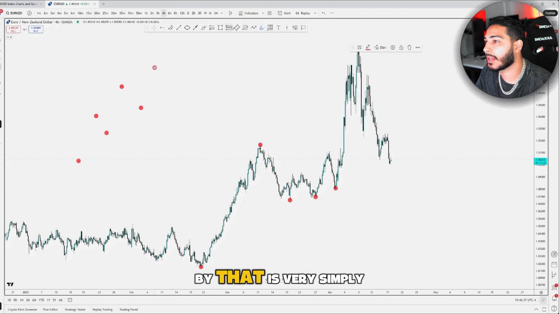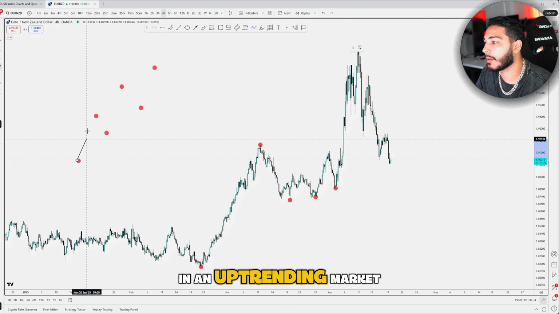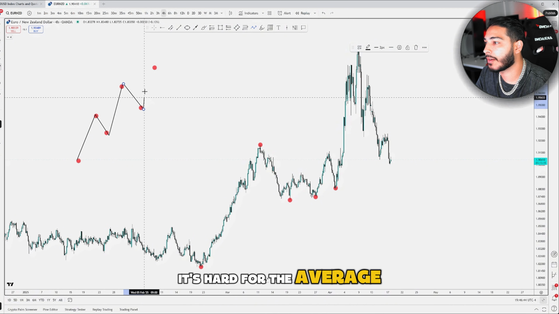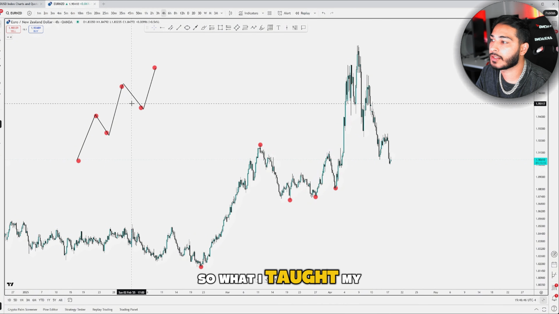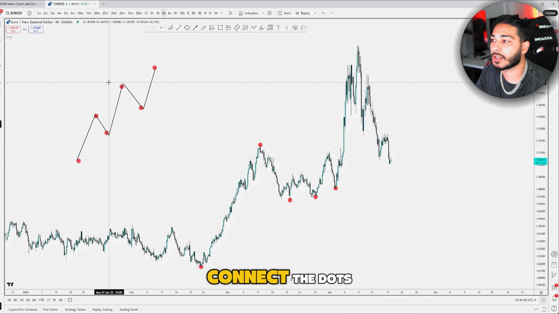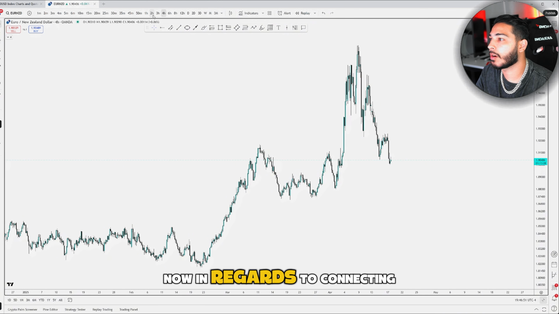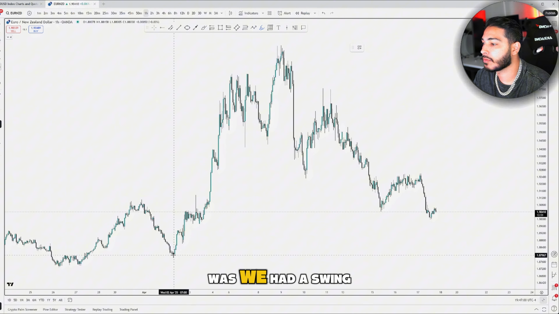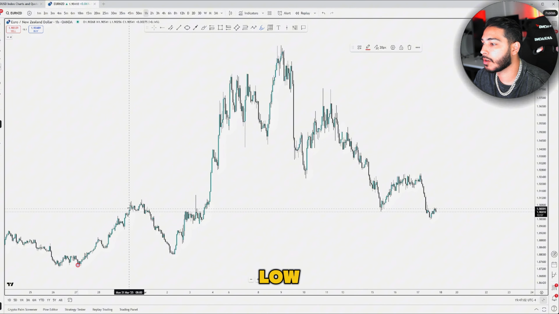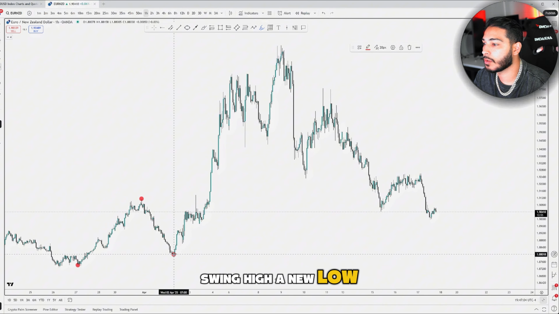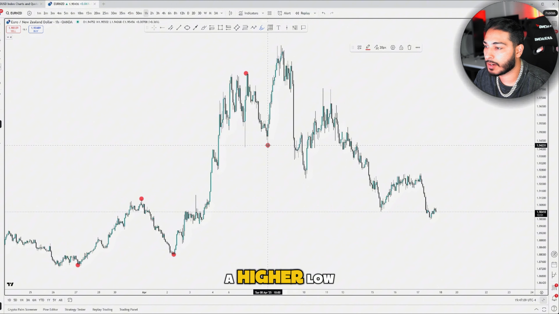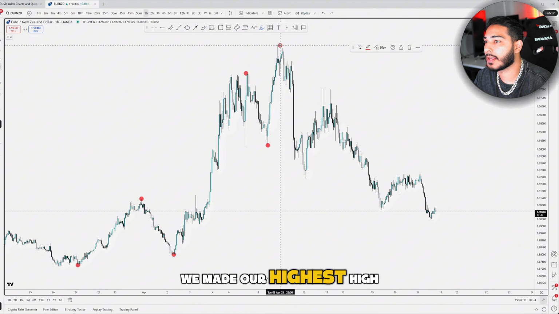What I mean by that is, very simply put, in an uptrending market, the market's going to look like this. Sometimes it's hard for the average person to see this with their eyes, so what I taught my traders is how to connect the dots. For the sake of time, what I saw when I was trading this market in terms of structure was we had a swing low, swing high, a new low, price rallied, we made a new high, we pulled back, we made a higher low, and then we made our highest high point.